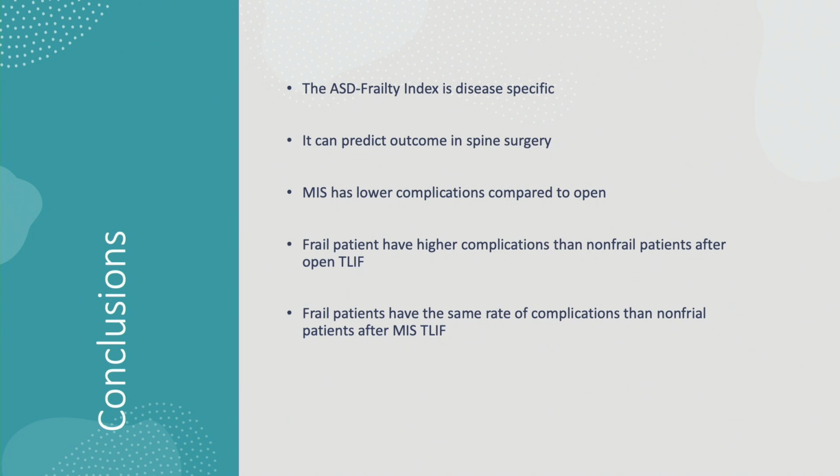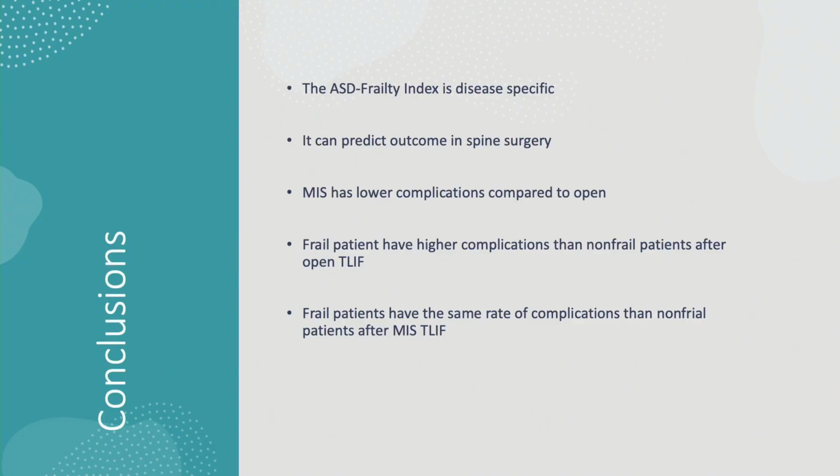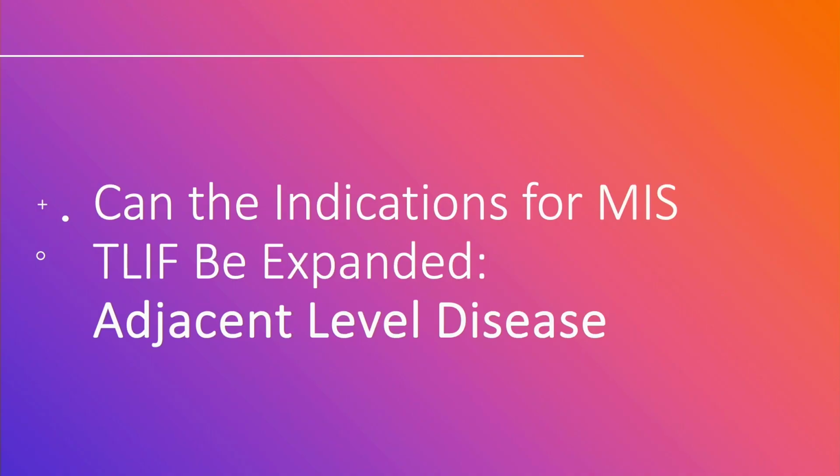So, in conclusion, for this part of the study, the ASD Frailty Index is disease specific. It's the only spine specific frailty index that we have. It can predict outcomes in spine surgery. What we've shown is that minimally invasive TLIF at least has lower complications compared to open TLIF, and frail patients have higher complications compared to non-frail patients after open TLIF, but that difference disappears when you look at patients undergoing minimally invasive TLIF. Ultimately, what I take from this is that at least it's reasonable to consider minimally invasive options in frail patients who do need a fusion.